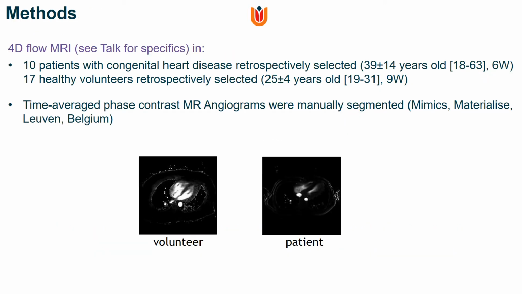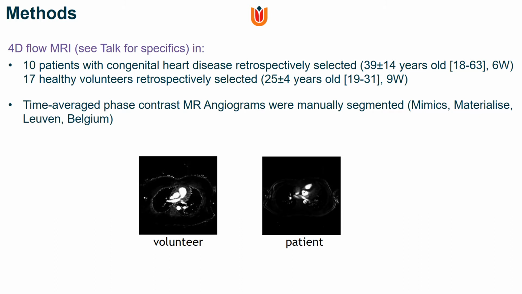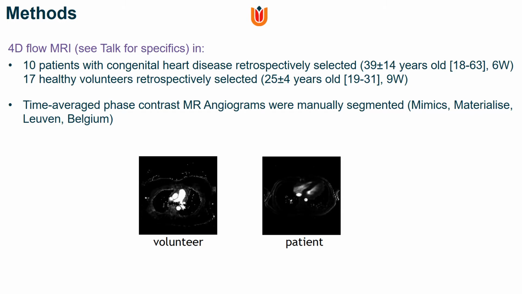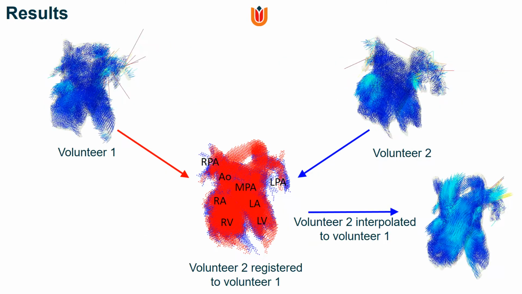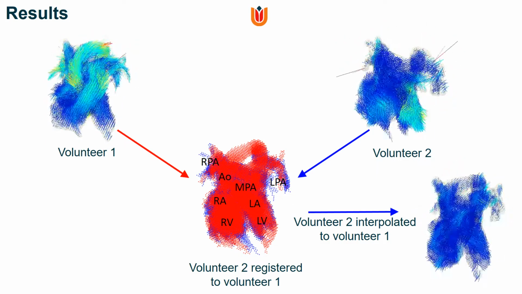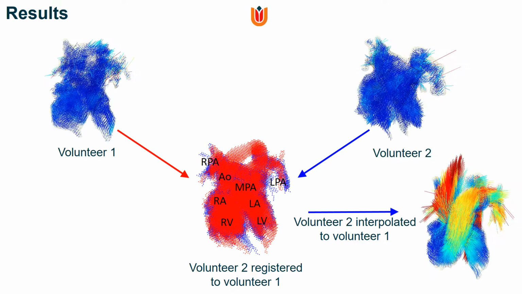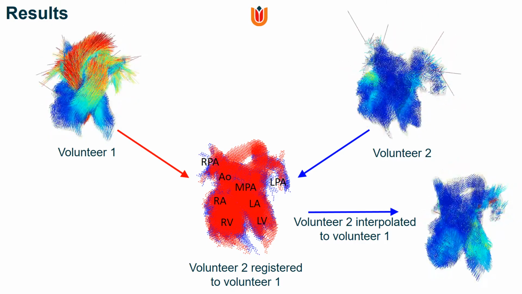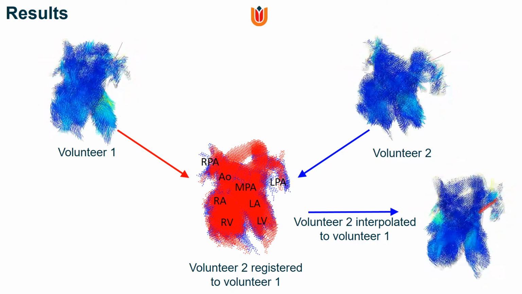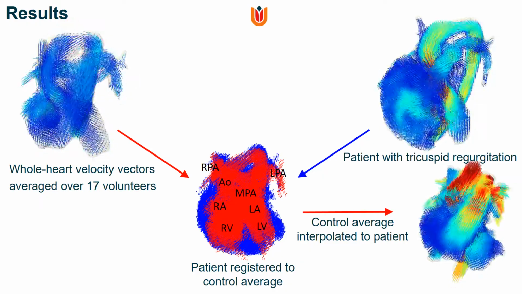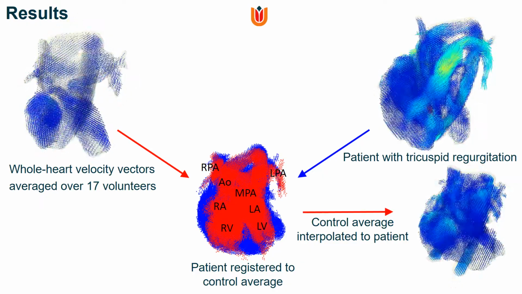So we performed 4D flow MRI in 10 patients with congenital heart disease and 17 healthy volunteers and segmented the heart on time-averaged phase contrast MR angiograms. We co-registered the volunteer data and interpolated the velocity vectors to one volunteer segmentation and calculated the average velocity for each voxel over all volunteers. Then we registered and interpolated the volunteer average to the patient segmentation.